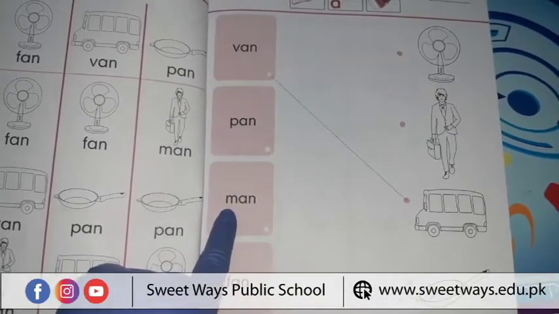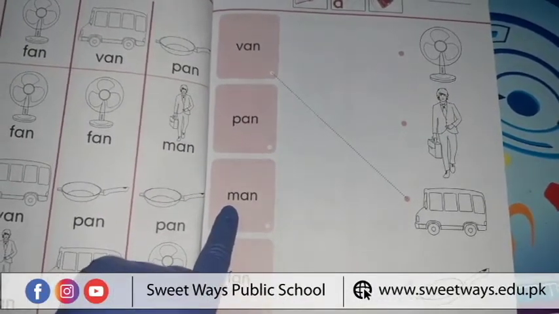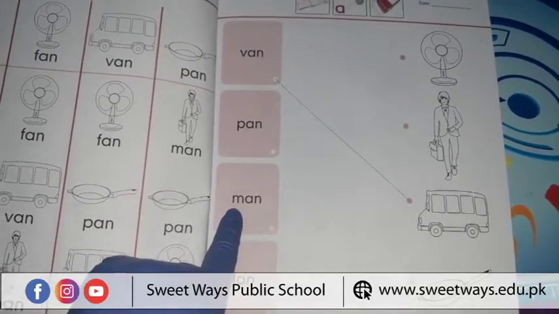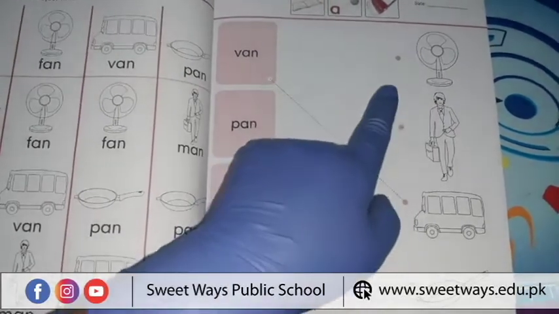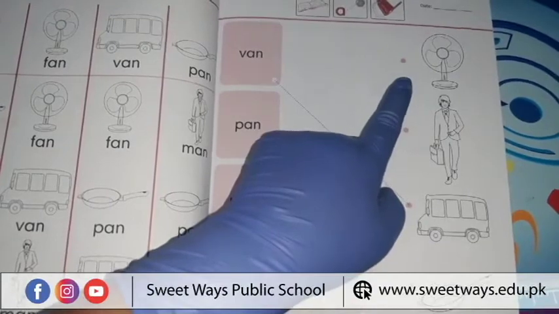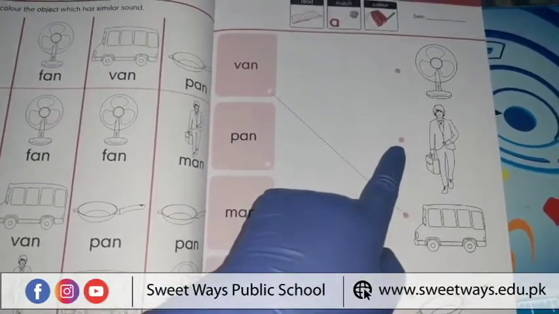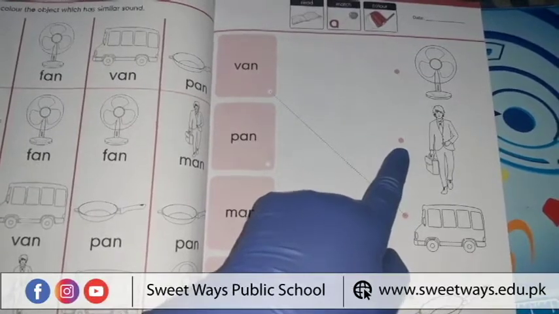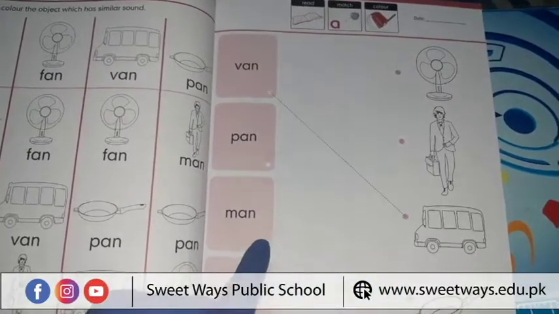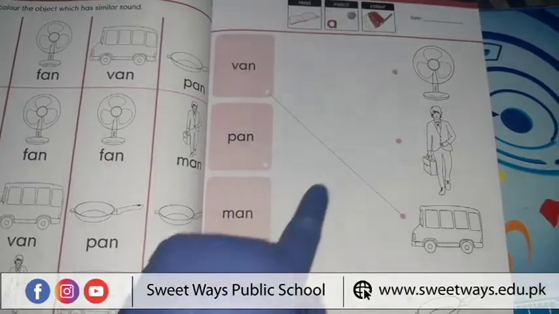This is the name of man. Now find out the picture of man. This is man. No. This is man. Yes. This is the picture of man. Now match the name of man with its picture.